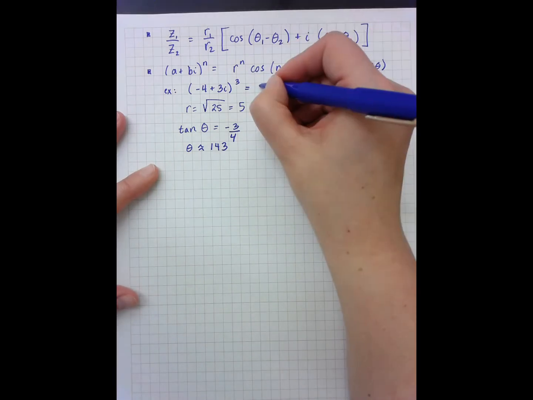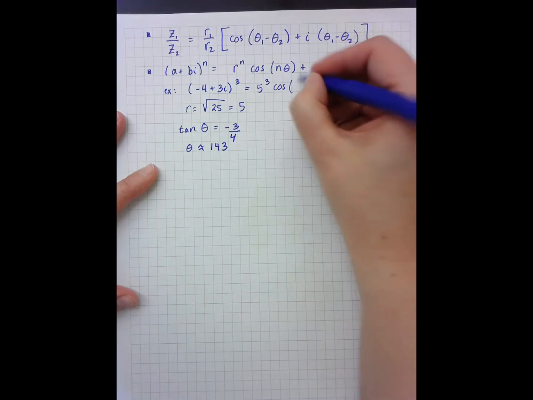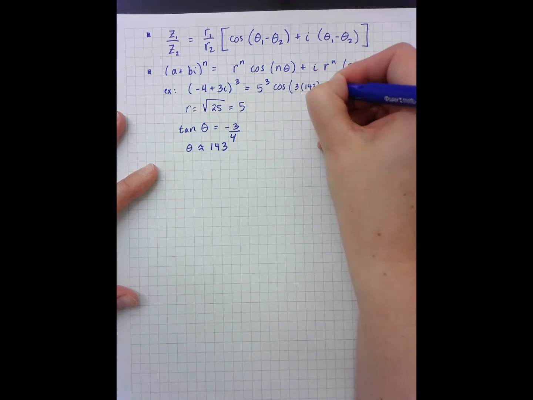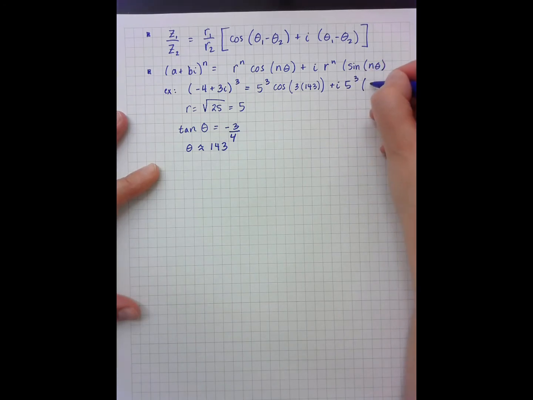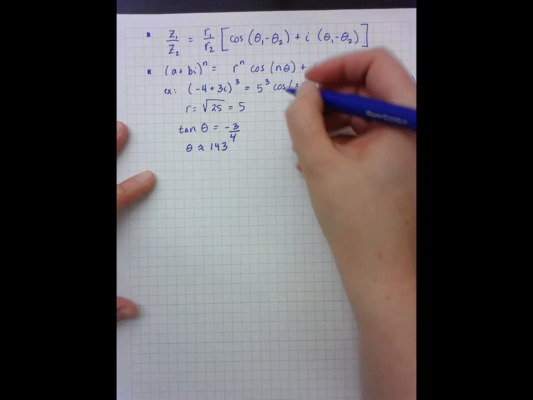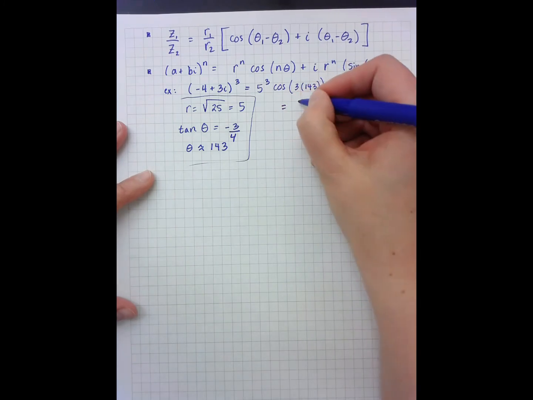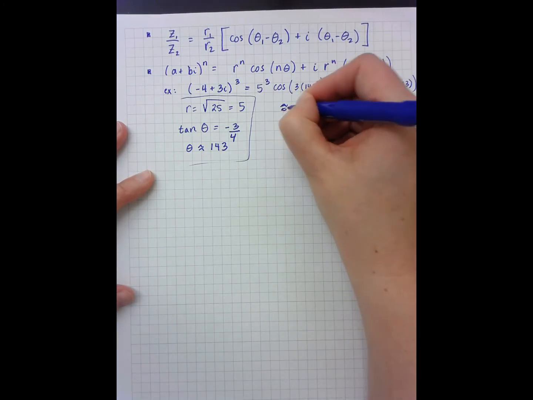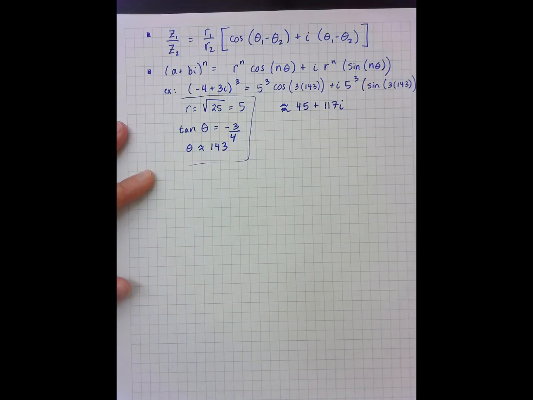I then can say that this is 5 to the third times cosine of 3 times 143, plus i times 5 to the third times sine of 3 times 143. And when I simplify that all out, I get approximately 44 plus 117i. So now let's verify this.